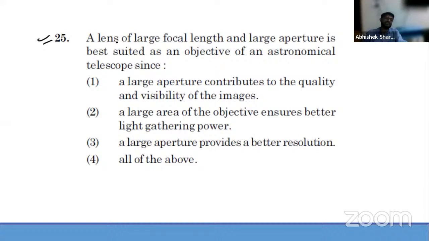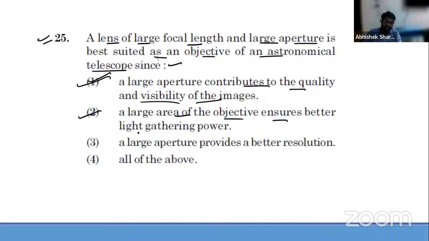It says a lens of a large focal length and large aperture is best suited as an objective of an astronomical telescope since large aperture contributes to quality of the visibility of the image. Large focal length means at a particular lengthy range it can focus. Large aperture means large objective, so more number of rays can come inside. Yes, if the aperture is large, the objective is bigger, the more number of rays can enter. So we can see a more precise image. Quality is fine.